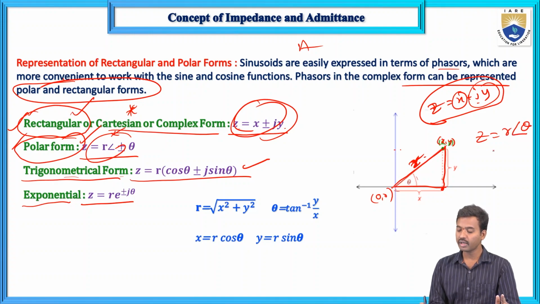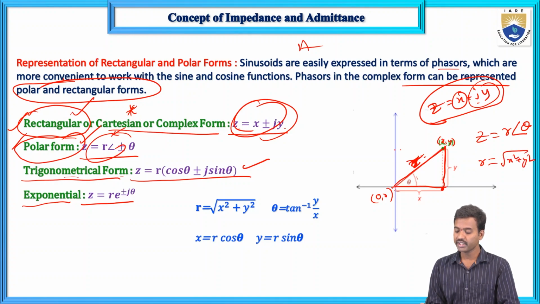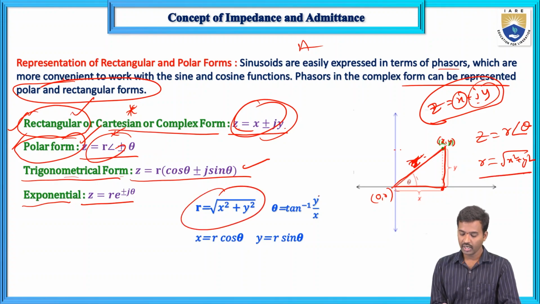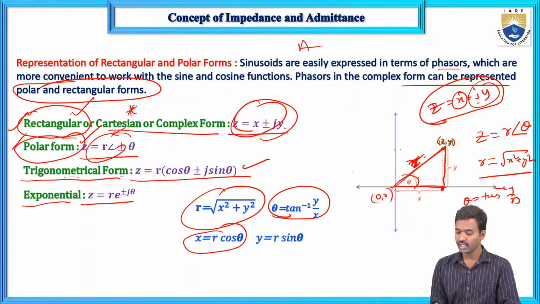So now here R means this representation, this is R. If you apply the Pythagoras formula, R squared equals X squared plus Y squared. So now here X squared plus Y squared, and theta equals tan inverse Y by X. So now here X equals R cos theta, and Y equals R sin theta.